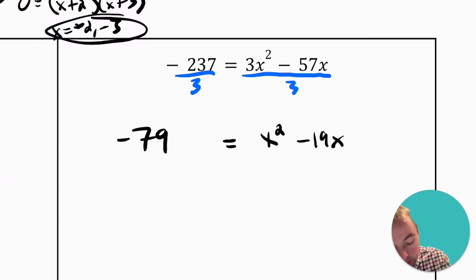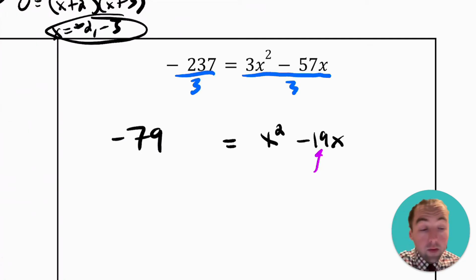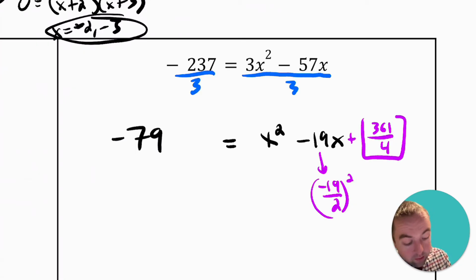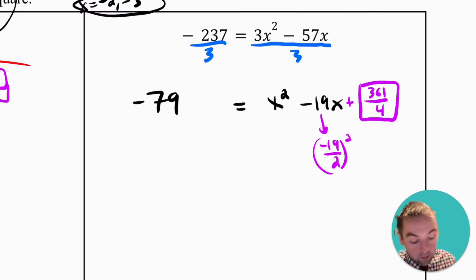All right, so from there, we can try to complete the square. If our b value is negative 19, then I want to first find half of that, which is going to be negative 19 halves, keeping that as a fraction. And then if I square that, negative 19 times negative 19 gives you 361. And on the bottom, 2 times 2 gives you 4. So we're going to have to add 361 fourths to complete the square.